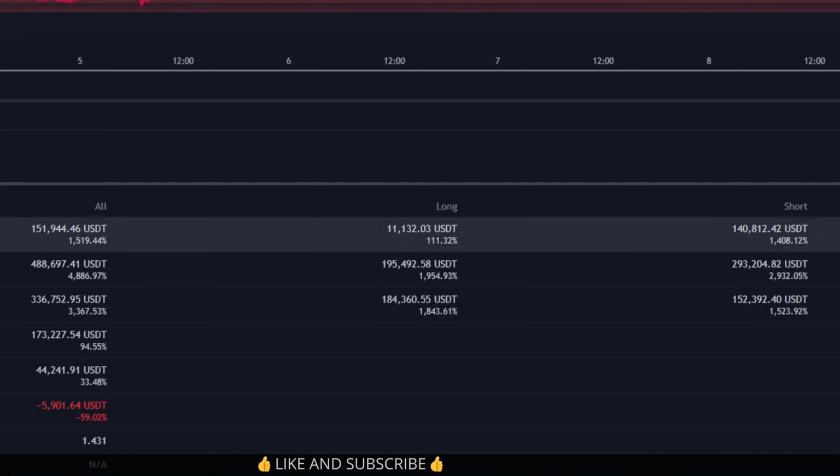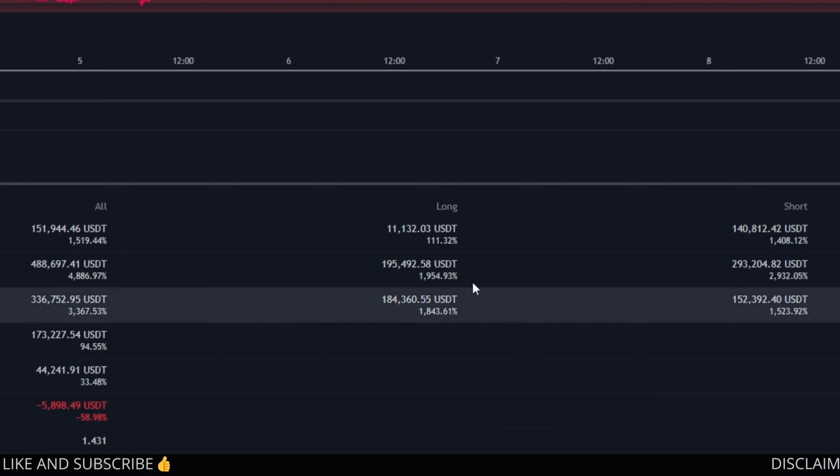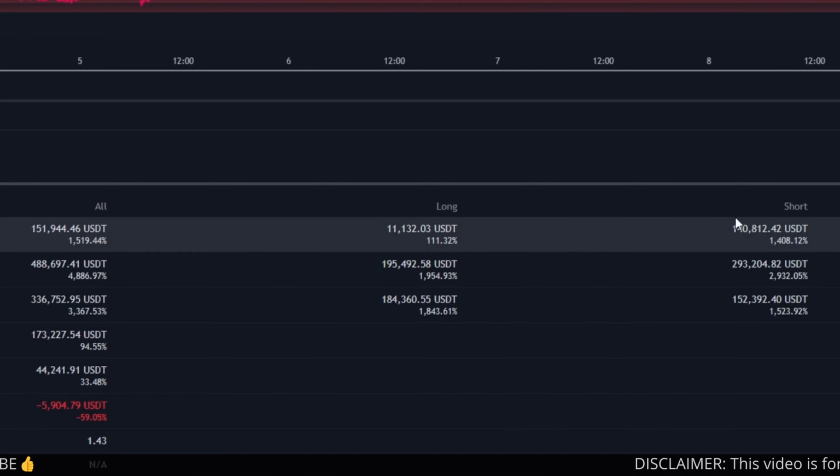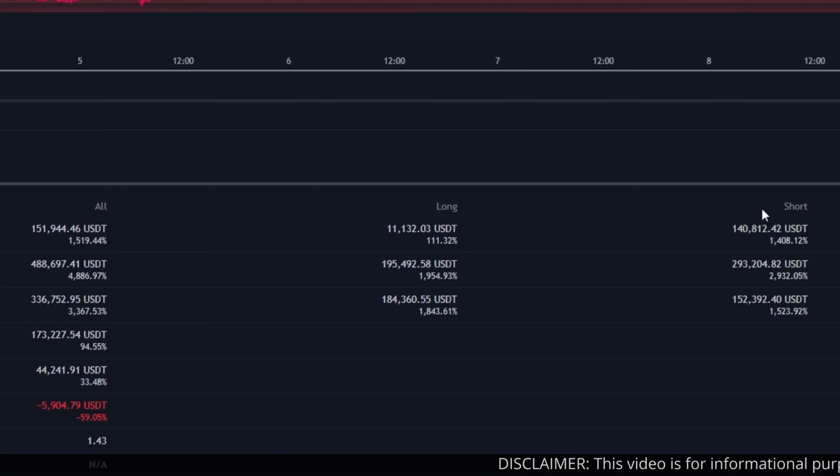By the way, even if we remove the short side from this strategy, we still outperform our buy and hold return only by going long. However, there is no doubt that the strength of this strategy is on the short side.